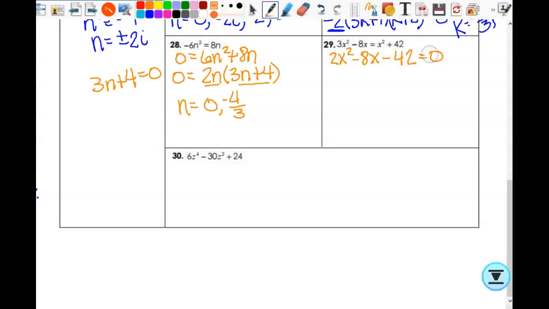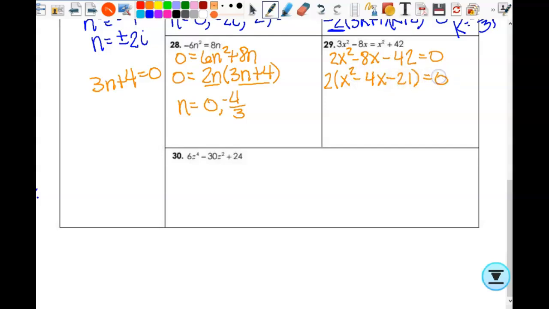equals 0. Now, if I don't factor out the GCF, I can still factor this and get the right answers, but my numbers are going to be way bigger, right? Because I have to multiply 2 times 42. It's possible, but you're way better if you actually factor it out. So I factor out my 2, going to give me x squared minus 4x minus 21.